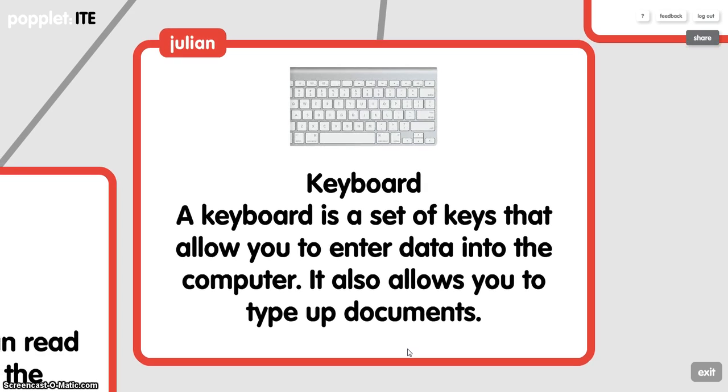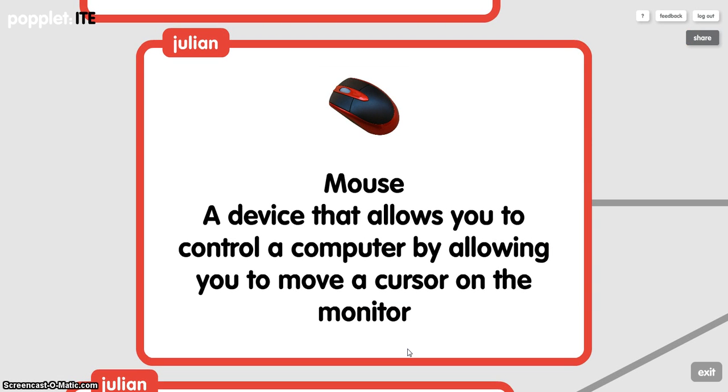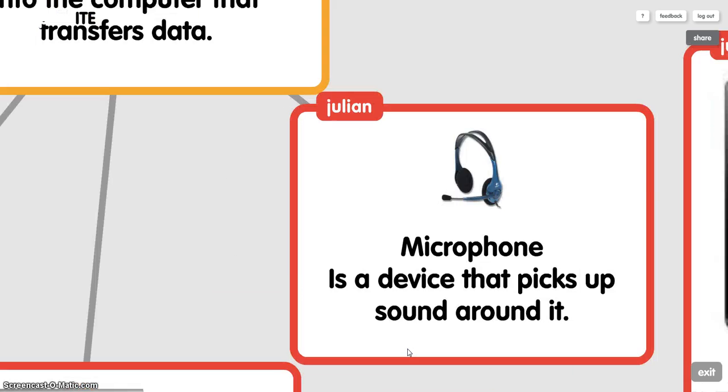Let's go back to the input devices. A typical input device is your keyboard. And of course, you type your keys and into the computer goes the data. The other common input device is your mouse. You use your mouse by clicking on things and selecting things.